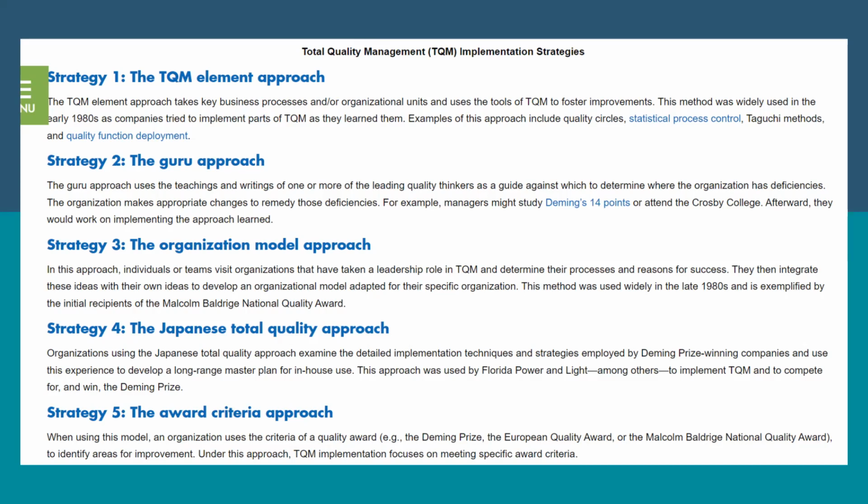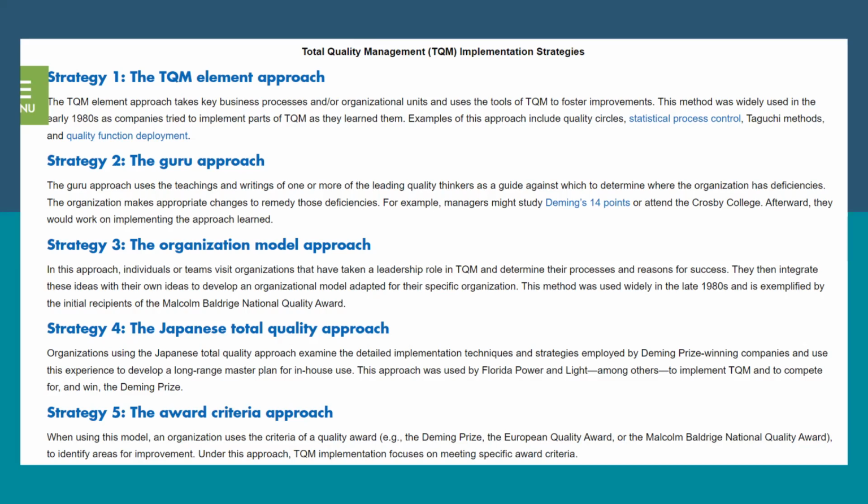Afterward, they would work on implementing the approach learned. Strategy 6, the organization model approach. In this approach, individuals or teams visit organizations that have taken a leadership role in TQM and determine their processes and reasons for success. They then integrate these ideas with their own ideas to develop an organizational model adapted for their specific organization.